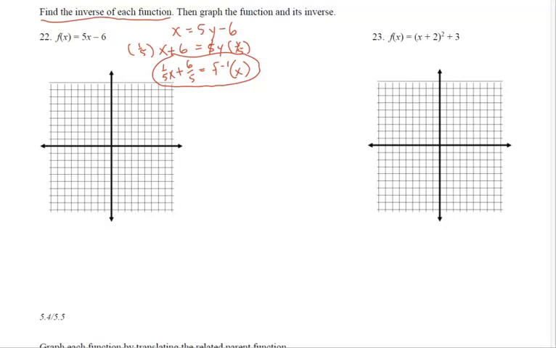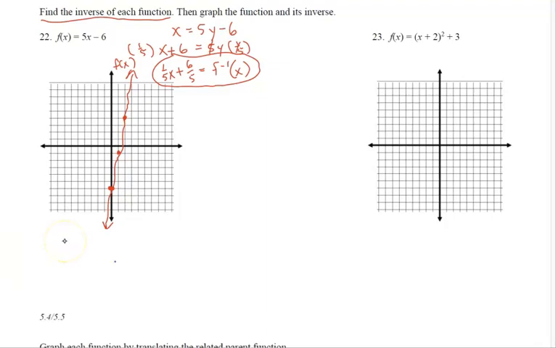Now we'll do parts 2 and 3, graph the function. So let's graph y equals 5x minus 6. So we start at negative 6, and then a slope of positive 5. Up 5, right 1. One more time, and then we'll connect those dots and label this as f of x.